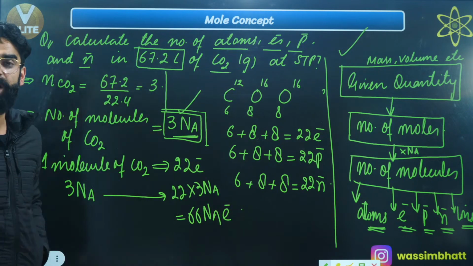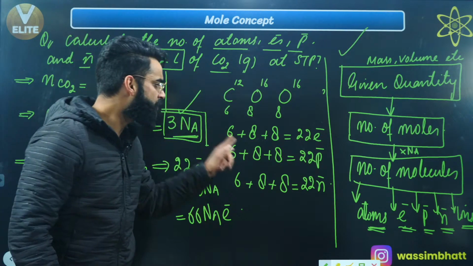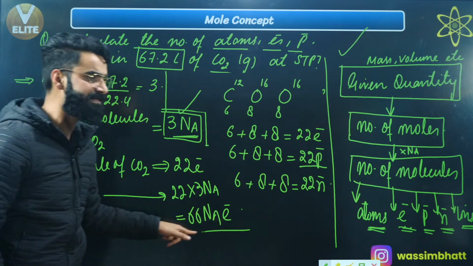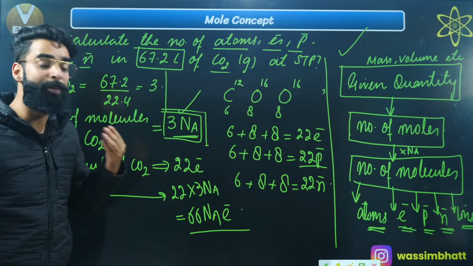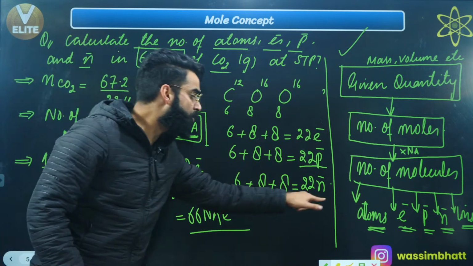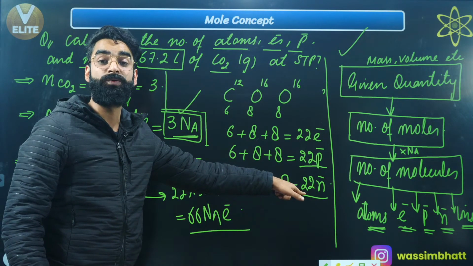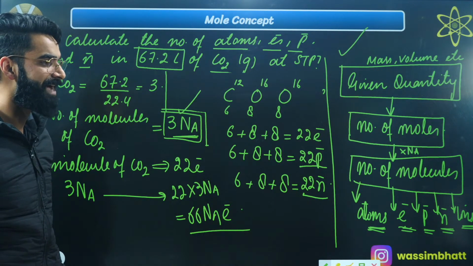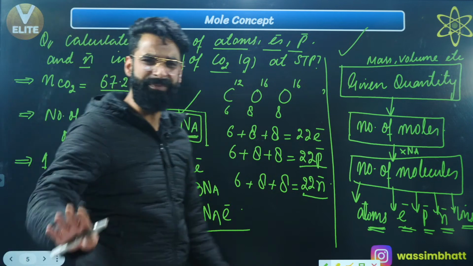Similarly, if I ask you how many protons are there, you will say one molecule of carbon dioxide contains 22 protons. So 3 Na molecules of carbon dioxide will contain 66 Na protons. If I ask how many neutrons, one molecule contains 22 neutrons, so 3 Na molecules will contain 22 multiplied by 3 Na neutrons. Is that clear to everyone? A very simple and basic question this was.